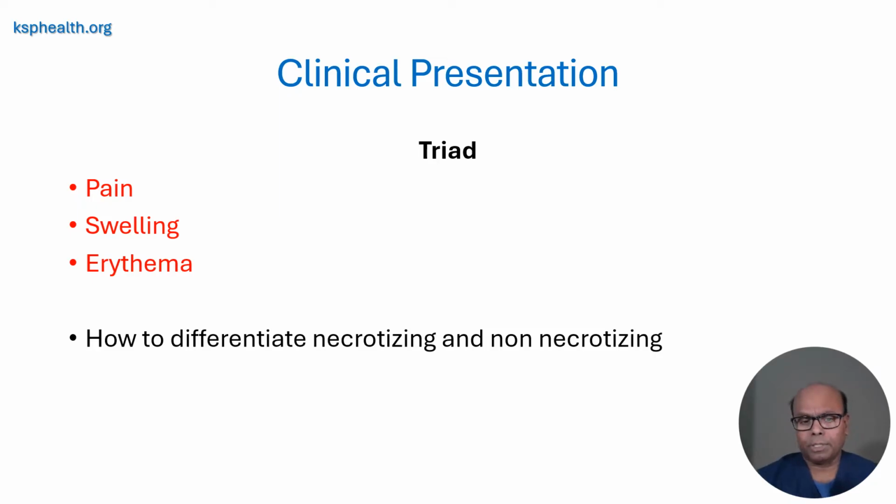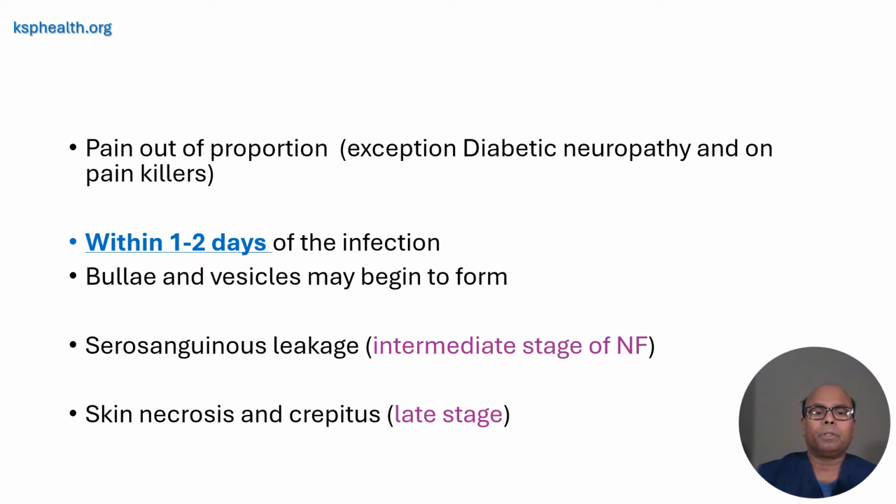So the clinical presentations, the classic triad of necrotizing fasciitis, are pain, swelling, and erythema. The question is how to differentiate necrotizing versus non-necrotizing. Number one is the pain will be out of proportion to what you see, the outward manifestation.